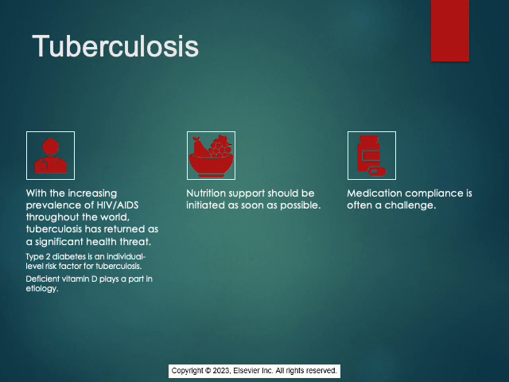Now, chronic inflammation will undermine the body's immune system when you're infected with TB. Vitamin D will play a role. Low serum levels have to be corrected in patients with type 2 diabetes, and this is to protect against tuberculosis infection. Nutrition support needs to be initiated as soon as possible.